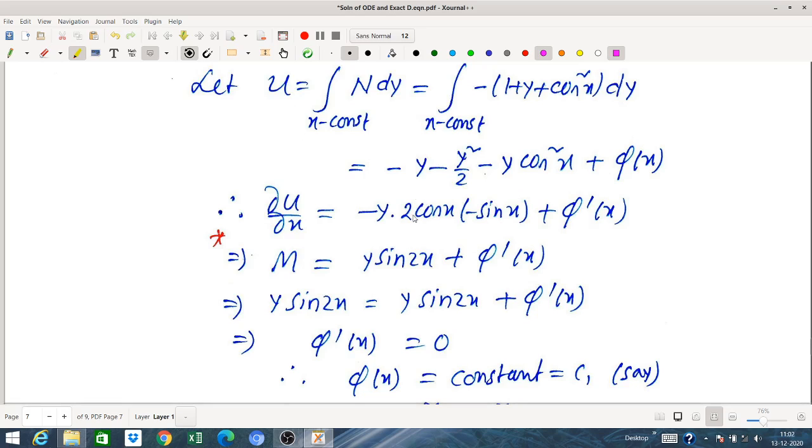Here, only the derivative of cos square x is 2 cos x times minus sin x. And phi x will be phi dash x. But del u by del x is M, because our differential equation is exact. Del u by del x is M, del u by del y is N. That is to be remembered.